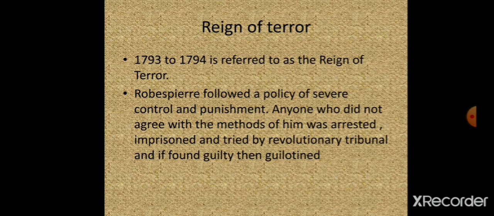So basically, what was happening there? Anyone who didn't agree with Robespierre's methods was arrested, imprisoned, and after that, if found guilty, was guillotined, somehow massacred by Robespierre. Robespierre massacred lots of people in France during this time.